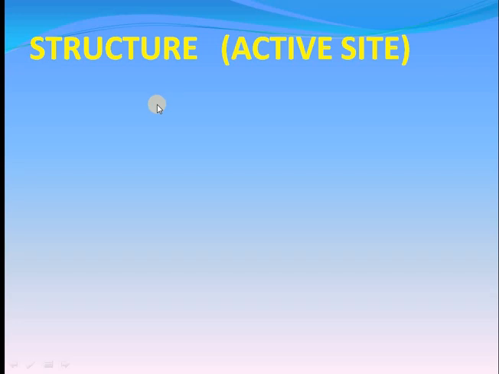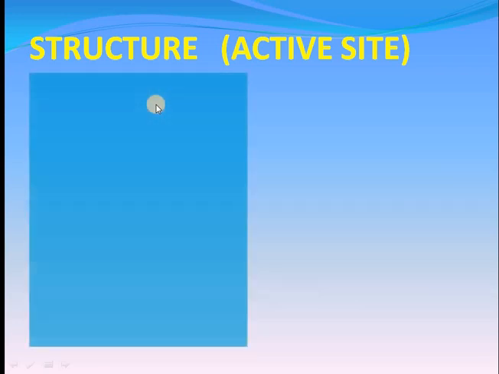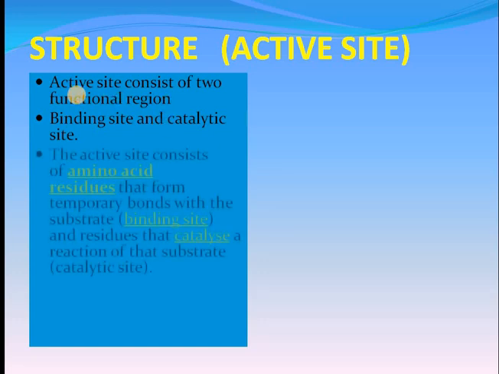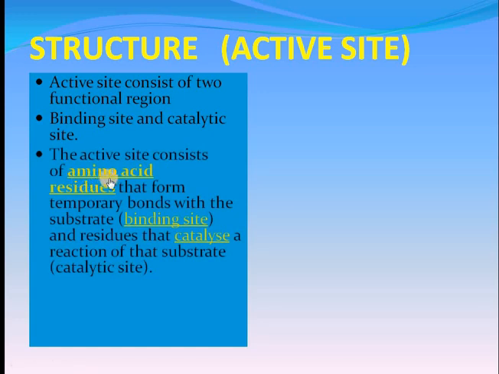Now, something more about the active site. What is the active site? The active site consists of basically 2 functional regions. The one is the binding site and the other one is the catalytic site. The active site consists of amino acid residues that form temporary bonds with the substrate, which is known as the binding site.